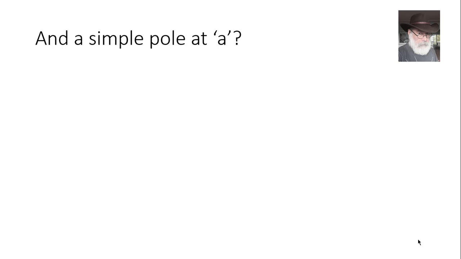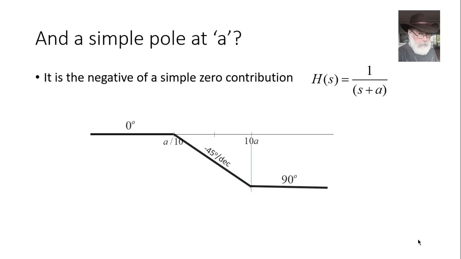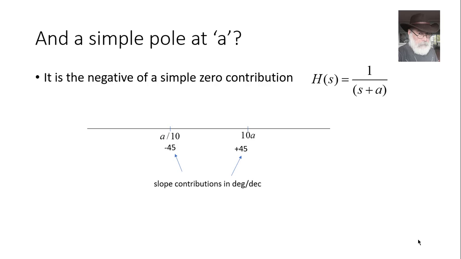What happens when we have a simple pole A as in a transfer function like this one? The same as before, but the contribution is negative from the one for a simple zero. Well, you know what I'm going to do with that. I will represent that with two slopes, negative 45 degrees per decade at 0.1 A and positive 45 degrees per decade at 10 A, so it cancels out the first one, or rather this way. Remember, those are the slope contributions in degrees per decade at 0.1 A and 10 times A.